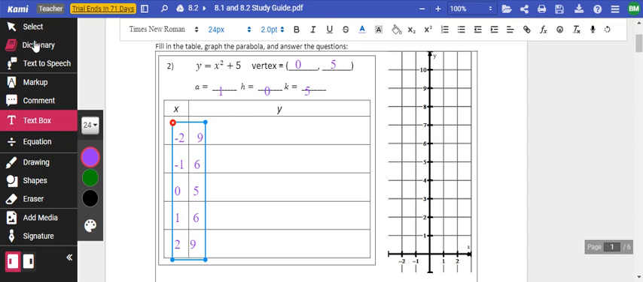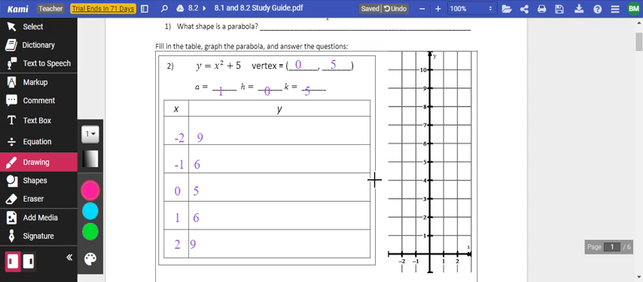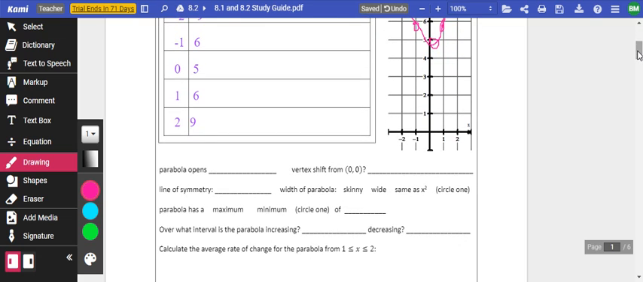And then I can plot these points over here just to see what they look like. We've got -2 is 9. We've got -1 is 6. We've got 0 is 5. We've got 1 is 6. And we've got 2 is 9. And we end up with this nice U shape here. Then we can answer the rest of these questions.